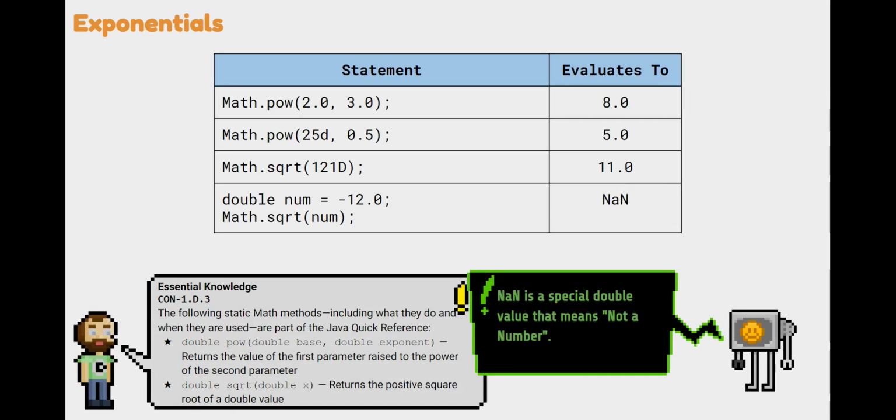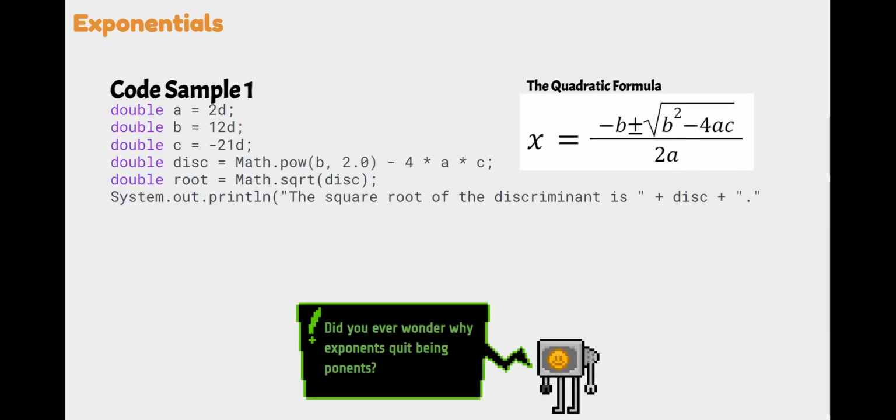All of this aligns with our essential knowledge. The pow and square root methods are part of the Java quick reference. A real-life example of this could be solving the quadratic formula. There is a square root in the quadratic formula. The part under the square root is known as the discriminant, the b squared minus 4ac. We can calculate that discriminant using Math.pow. Then we can use our square root method to take the square root of the discriminant.